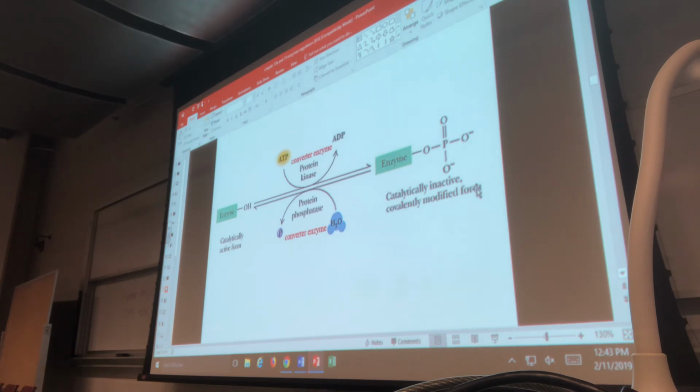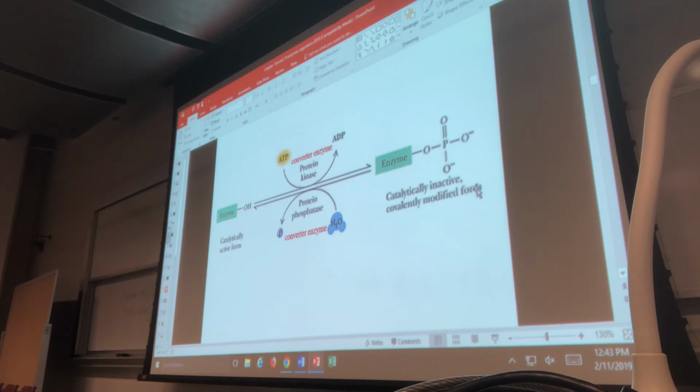In Biochem 2, you'll learn a lot about all those different pathways. If you're studying for the MCAT, you need to be studying those pathways starting now, such as glycolysis and the citric acid cycle and all that. A lot of those enzymes are potentially regulated by covalent modification.